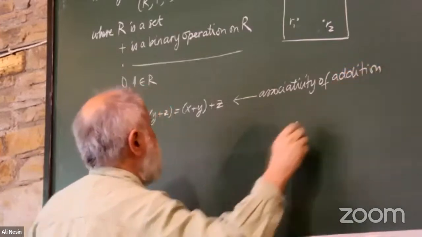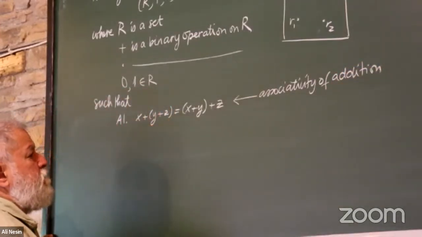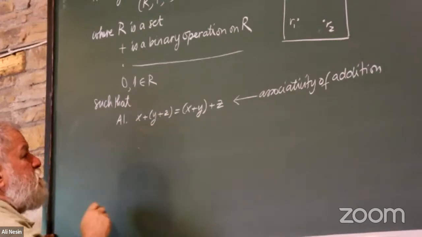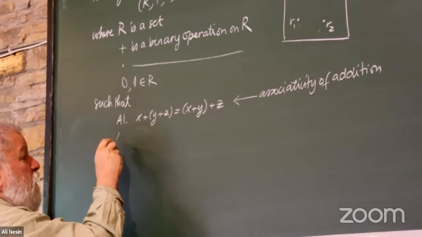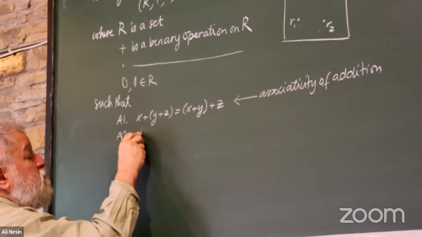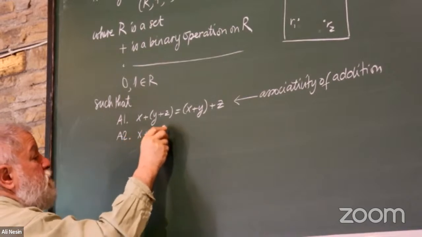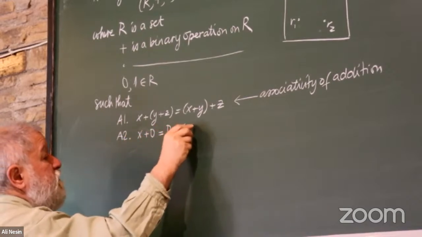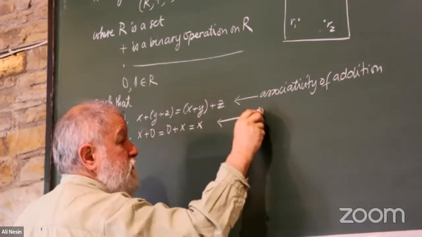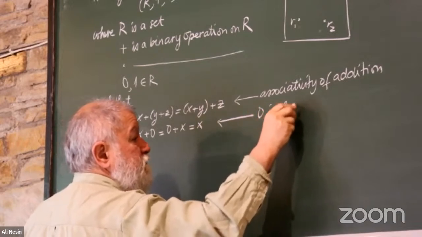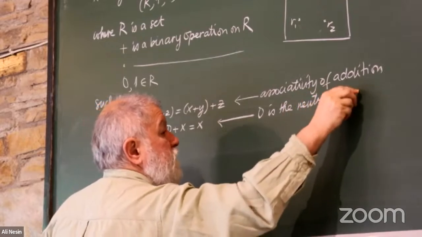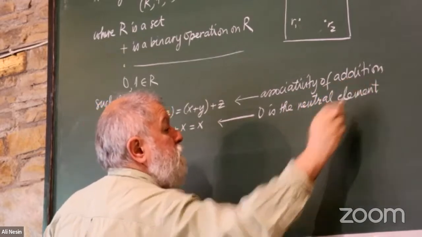It's very important. This is very important. And this is more difficult to satisfy than other axioms about addition. A2: x plus 0 is equal to 0 plus x is equal to x. In other words, 0 is the neutral element of addition.